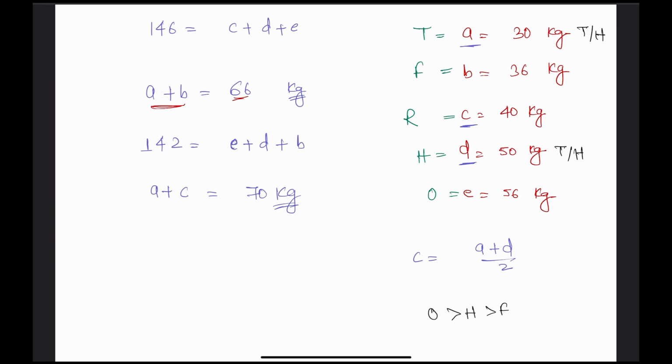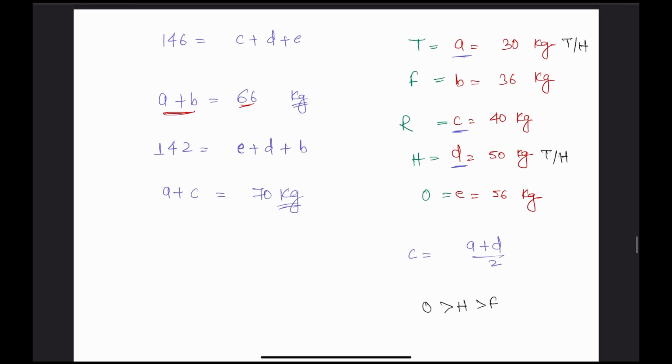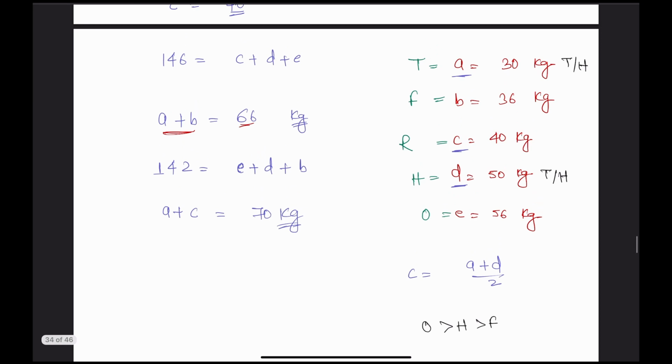So I can say that our D is Hydrangea, right? Our E will be orchid. Our C is R, yeah, tuberose, right? Our B is freesia, our A is tulip.